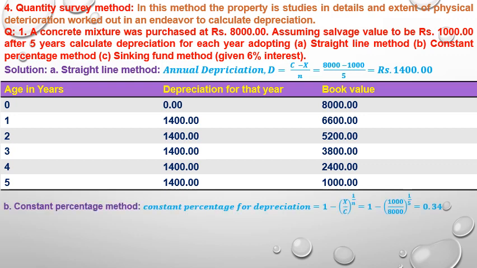Similarly, the second method is the constant percentage method. In this method, we first calculate the constant percentage for depreciation. This is 1 minus (x upon c) raised to power 1 by n. This comes out to be 0.34.